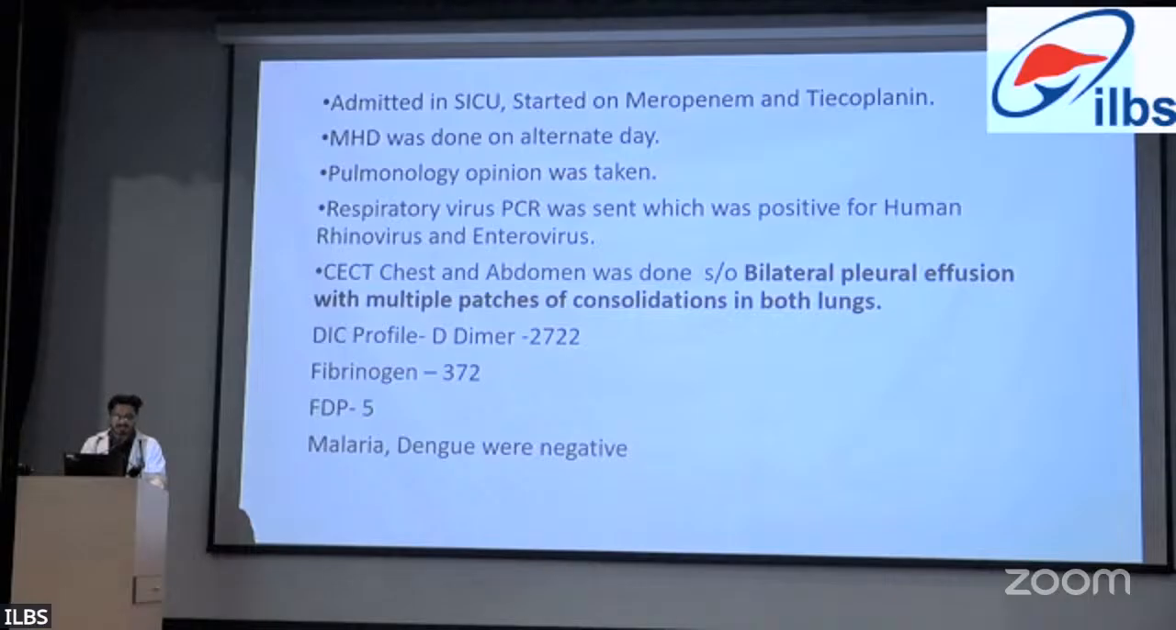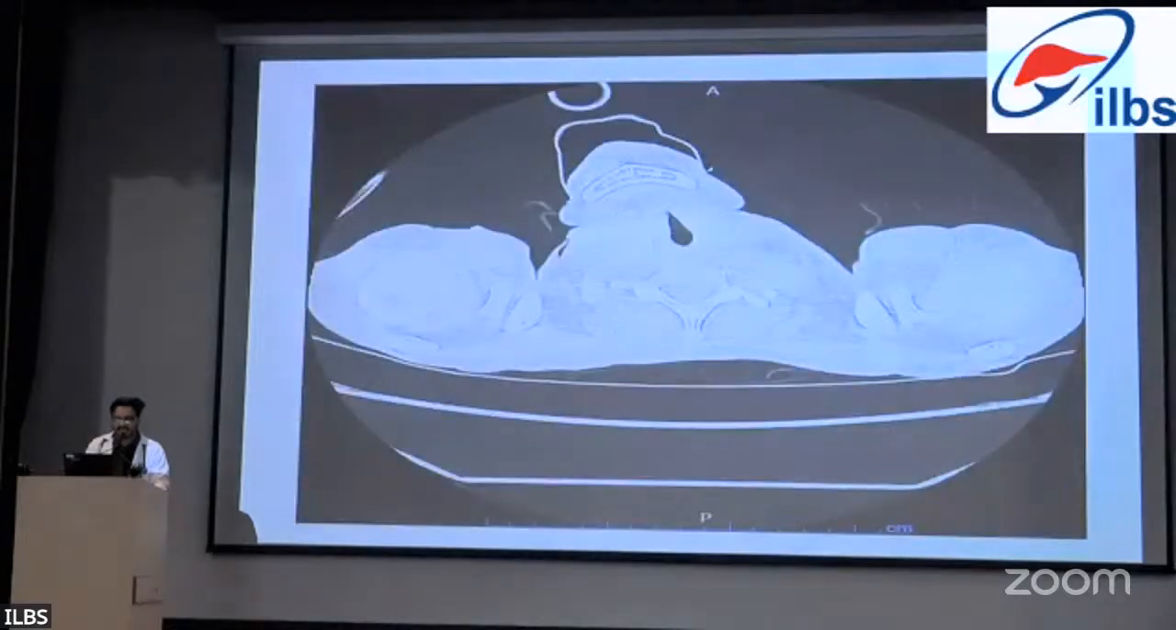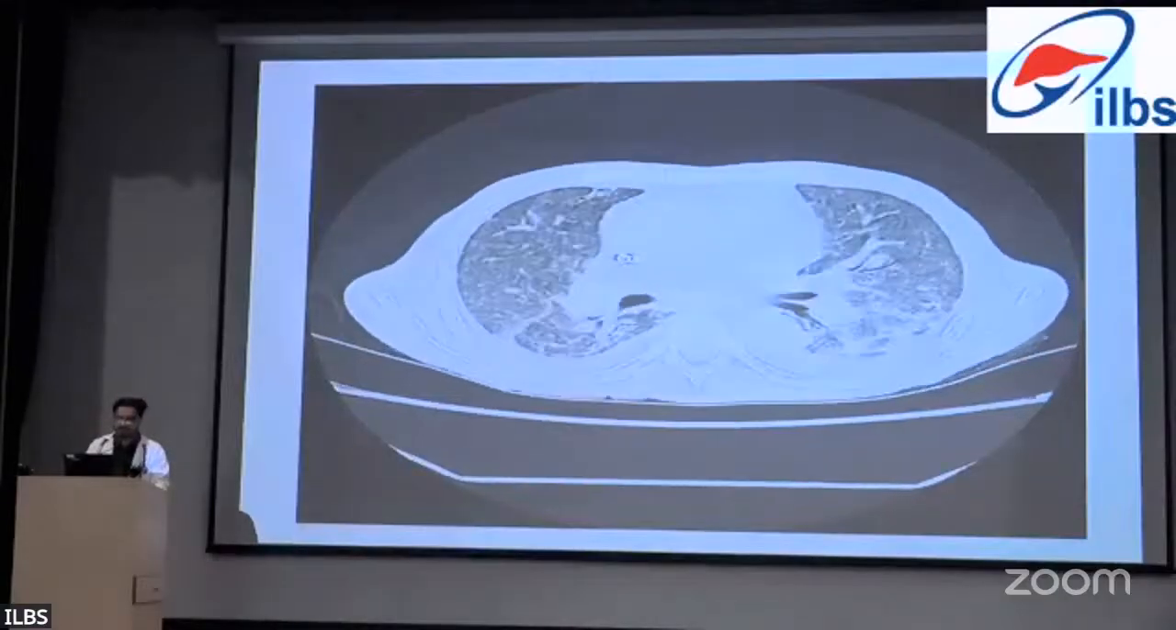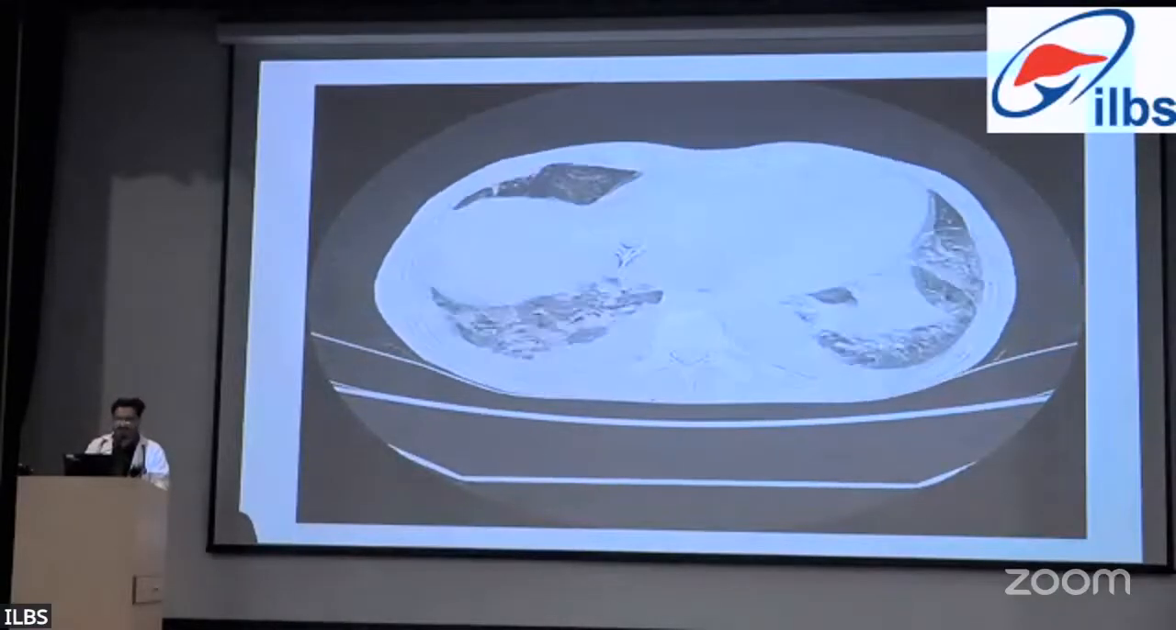Pulmonology opinion was taken and respiratory virus PCR was sent, which showed rhinovirus and enterovirus positive. CECT showed multiple bilateral effusions with multiple patches of consolidation in both lungs. DIC profile was done, which showed D-dimer 2700, fibrinogen 372, and FDP 5. Malaria and dengue were negative. This was the CT, showing bilateral multiple patches of consolidation, and mild bilateral pleural effusion was seen.